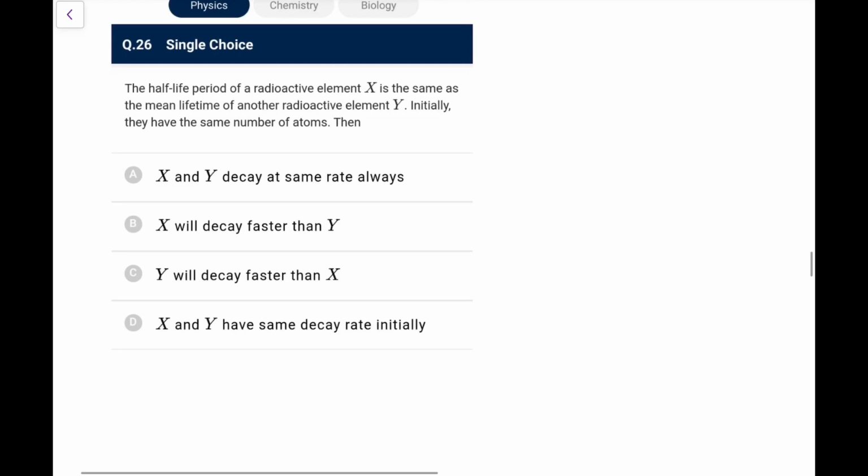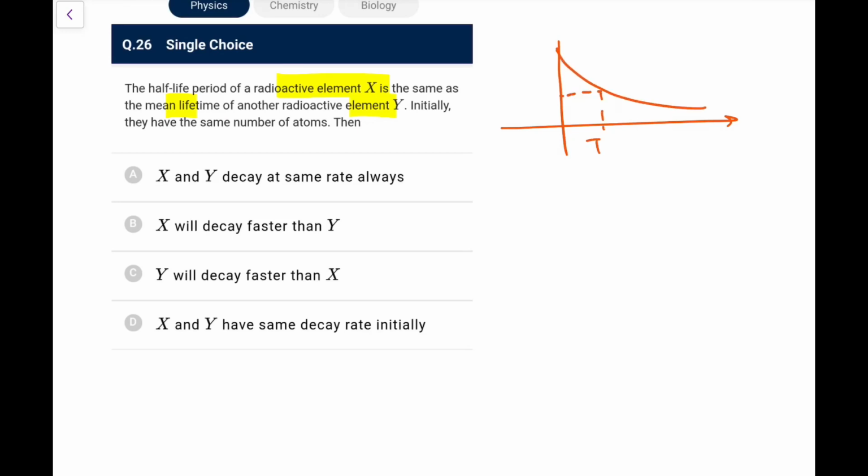Okay, next. So do the calculation like this. The half-life of a radioactive element X is the same as the mean lifetime of another element Y. Initially, they have the same number of atoms. So let's say these are the two curves. We know this is T half, where N naught becomes N naught by 2. And for tau, it becomes 0.37 N naught, or N naught by e, you can say.